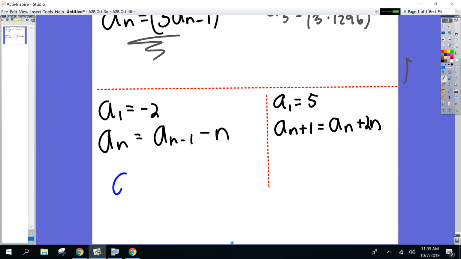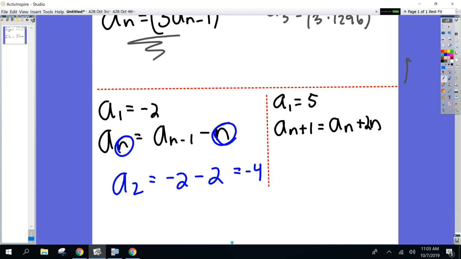Okay, somebody fill me in. How do I find the second term? What are you doing to find the second term? Previous, which was what? -2, but now minus, oh boy. The n's have to match. So where else do you see an n all by itself? Right here. What did I plug in for it? 2. So it'd be -2 minus 2, -4.